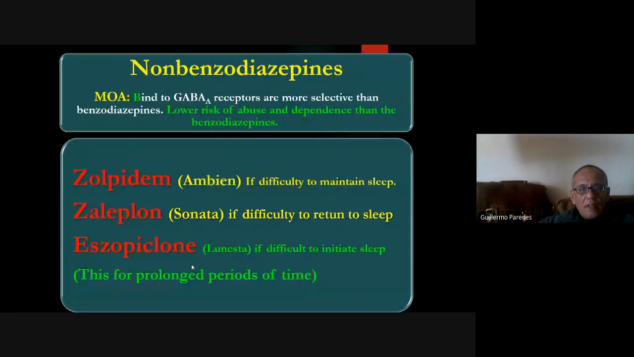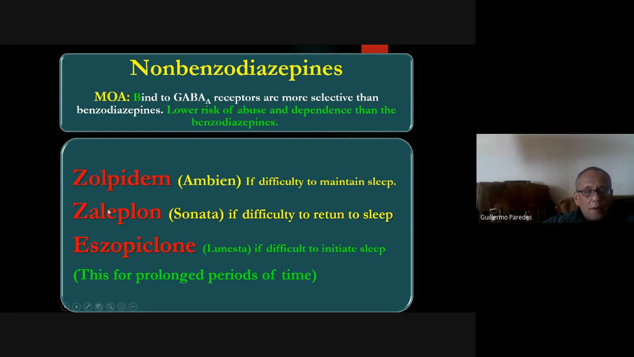All right, so here we have the non-benzodiazepines. The non-benzodiazepines include zolpidem. I'm sorry. So what is the difference between benzodiazepines and non-benzodiazepines? The benzodiazepines increase GABA. The non-benzodiazepines increase GABA too, but they're more specific for certain receptors. So we have GABA A, GABA B, GABA C. We have many receptors, and these are more selective, let's put it that way, in non-benzodiazepines. They have a lower risk of abuse and dependence than the benzodiazepines. So that is much better, and we actually use them more than the benzodiazepines.